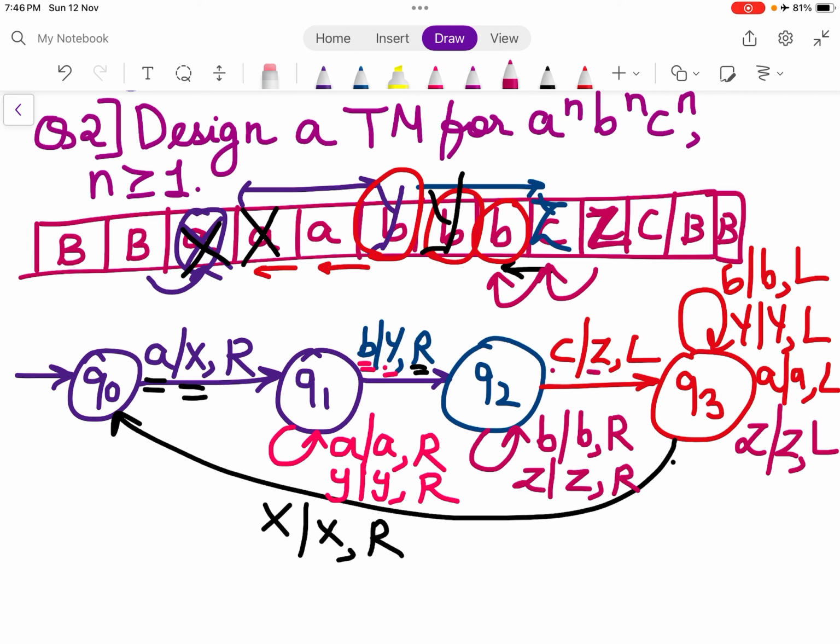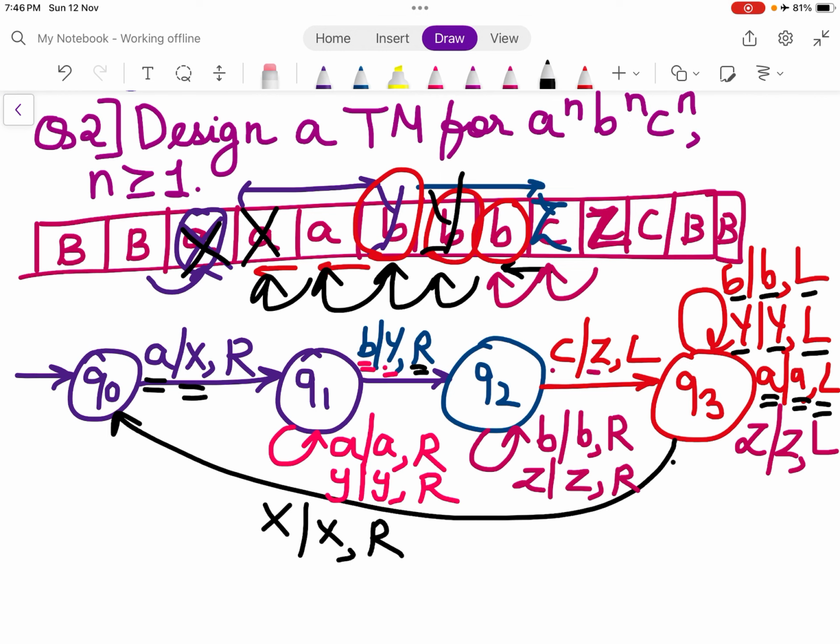You see a B again. This is given already. B on C, you will keep it as it is, move in the left direction. Again you see a Y, keep the Y as it is, move in the left direction. You see a Y, keep the Y as it is, move in the left direction. You see an A, keep the A as it is, move in the left direction.